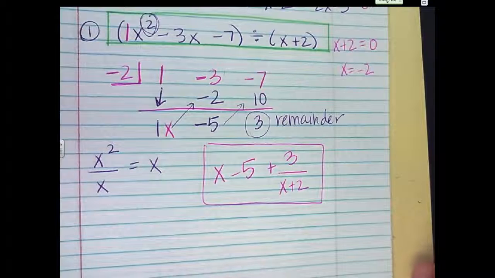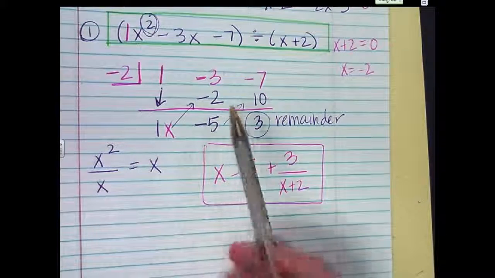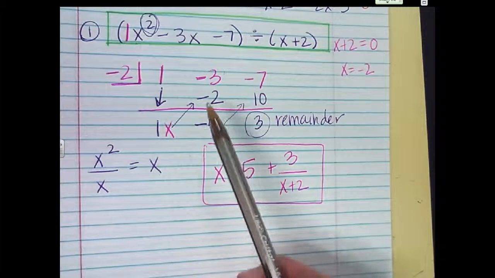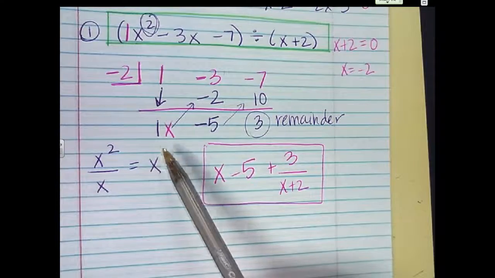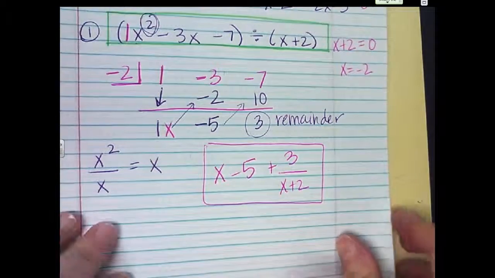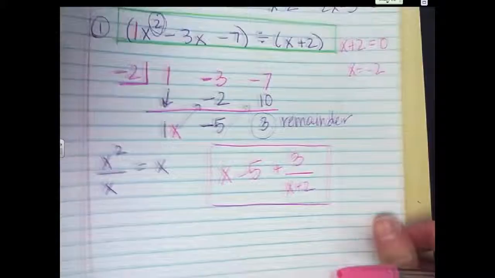So the biggest thing with synthetic division that people forget is if it skips a placeholder, or if it skips a degree, you have to put a placeholder in or it will mess up. Long division, if you don't put it, it's okay, because you can still get the right answer. Synthetic division, it will be wrong if you don't put it. So let's do another one. Number 2.